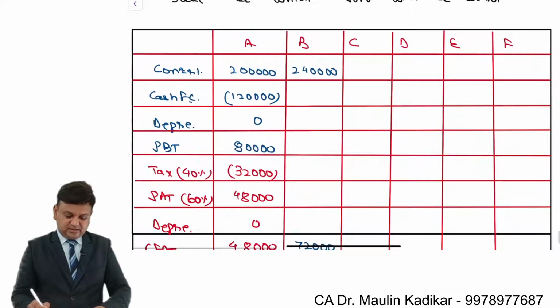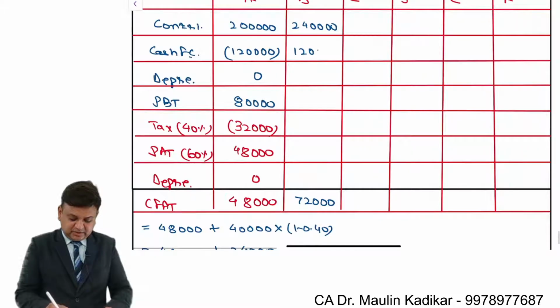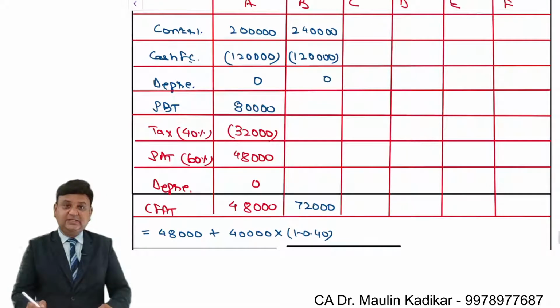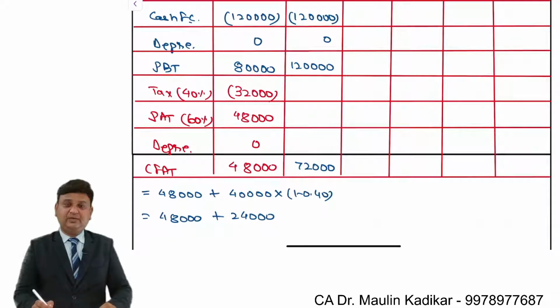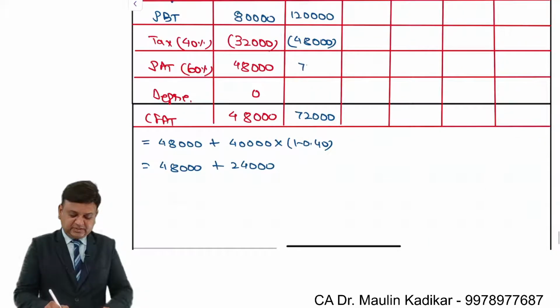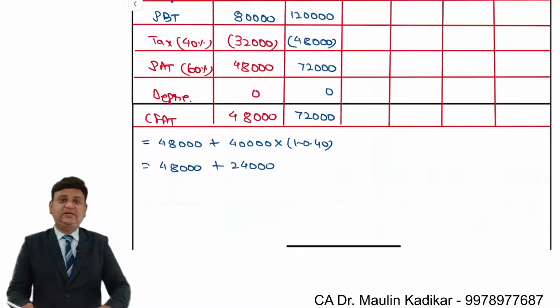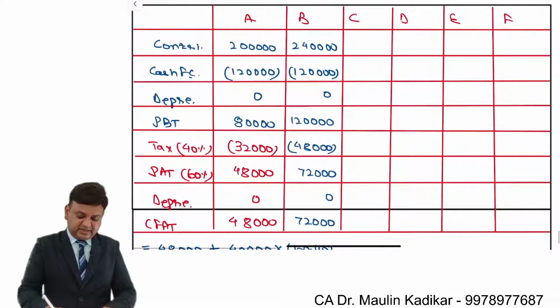Let us check. 2,40,000 minus 1,20,000, that is the cash fixed cost. Depreciation is again 0. So profit before taxes is 1,20,000. Income tax liability will be 48,000. Profit after taxes 72,000. Depreciation is 0. So CFAT is 72,000.